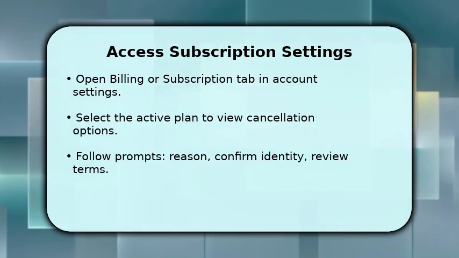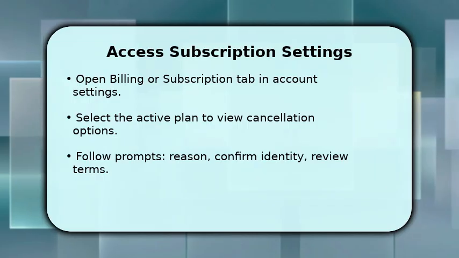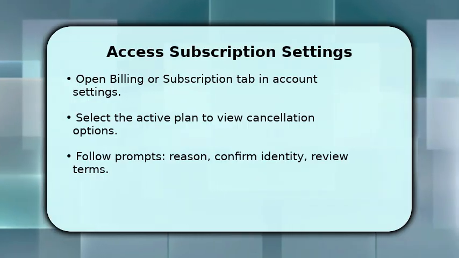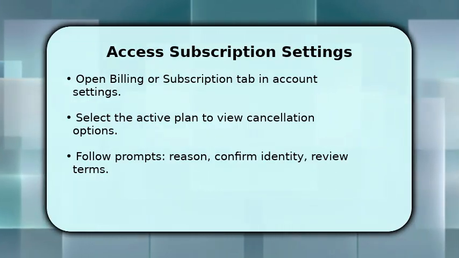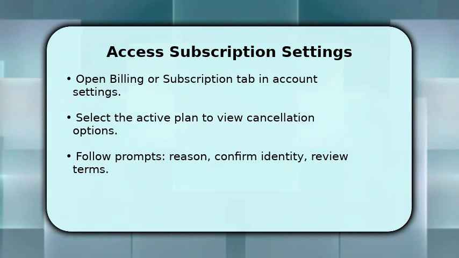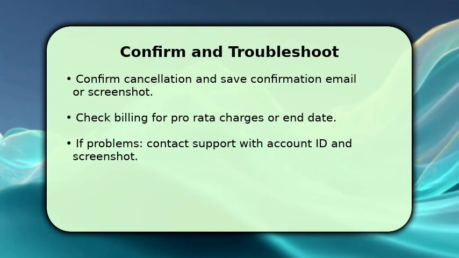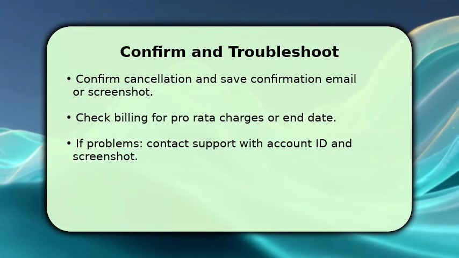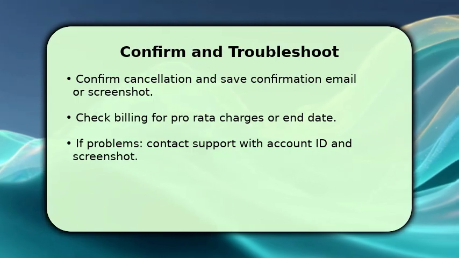After confirming, select Cancel Subscription. Then review the on-screen summary so you understand what stops immediately and what continues. Finalize cancellation by confirming the dialog and saving the confirmation number or email for your records. This is your proof of request.